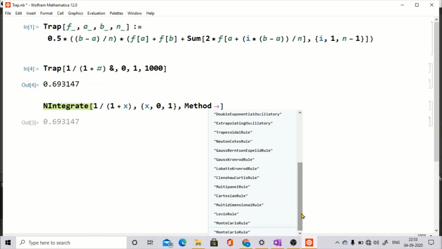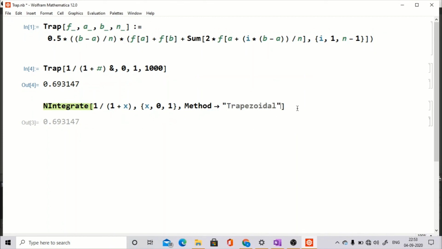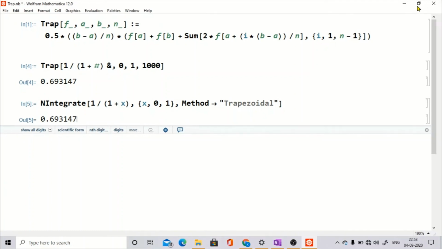Monte Carlo rule and trapezoidal and many other rules, Newton Cotes formula and all those things. Here it is trapezoidal also. If I solve it using trapezoidal, then I get the same result. So in the inbuilt function also, you get the functionality where you can switch over to different kinds of methods. So this is how this inbuilt function also helps.